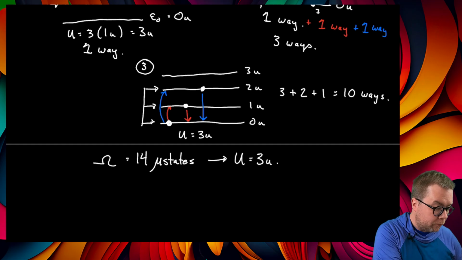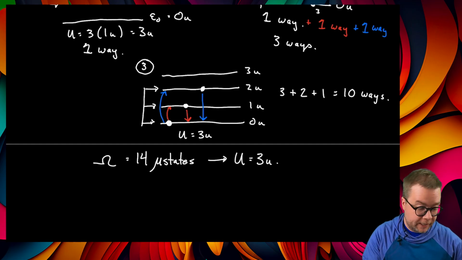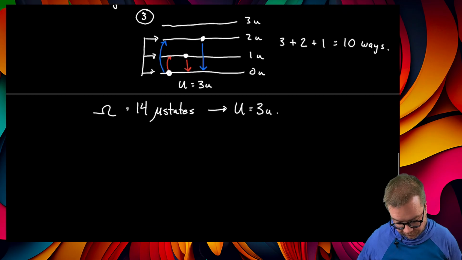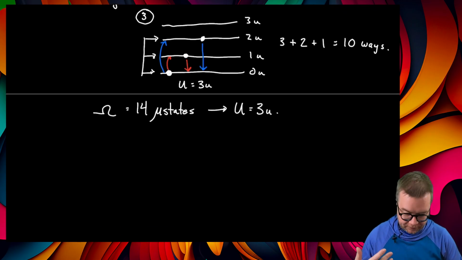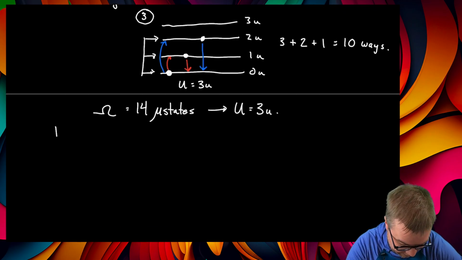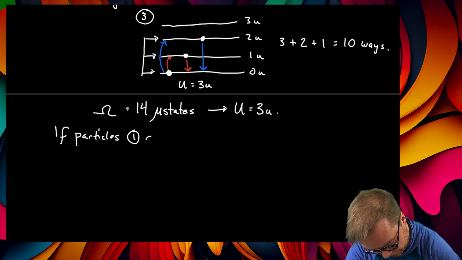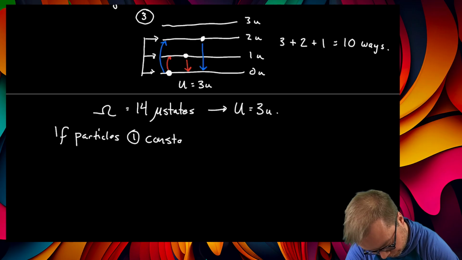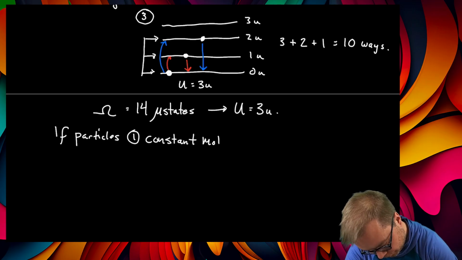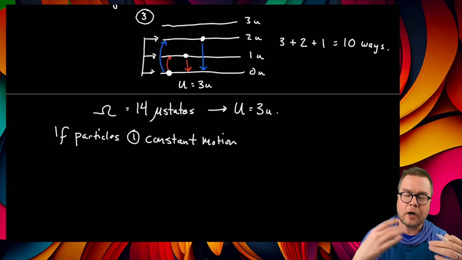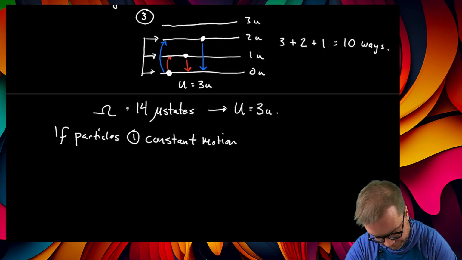And so if I wanted to put more of these particles in, it would get even more complicated. So I'll give you a formula for that in a second. But first, let's see what would happen if these particles can move. And so if the particles, let's say, are in constant motion, right? Let's say they're constantly changing their energy levels.